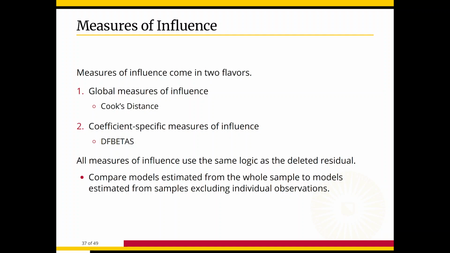And the way that these things work is basically using the same logic as our deletion residual. We're going to essentially compare a model estimated using the whole sample to a model that has been estimated using a sample wherein the nth observation is excluded. And if there's a big difference between those two fits, then we say the nth observation is very influential.